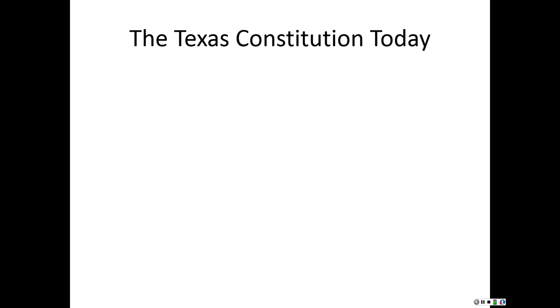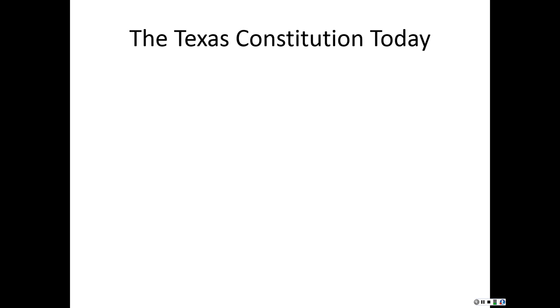It has become one of the longest articles that have ever been written. It has become one of the most amended constitutions. It has been amended 467 times as of 2009. Only 3 other state constitutions have been amended more, and these states are South Carolina, California, and Alabama.